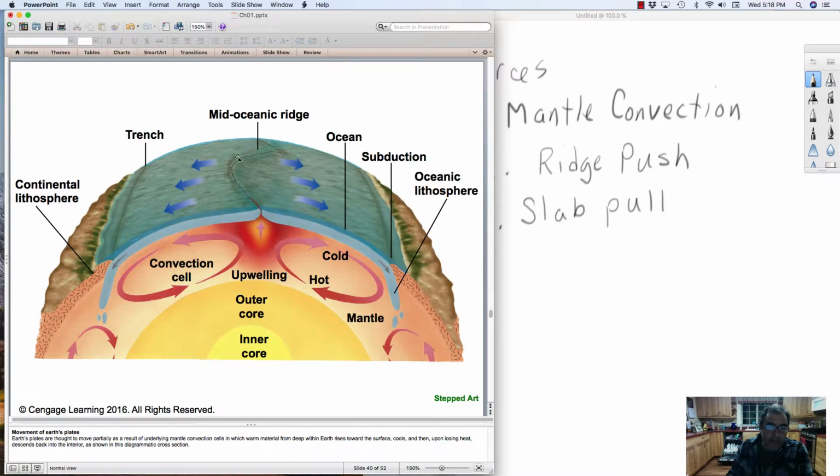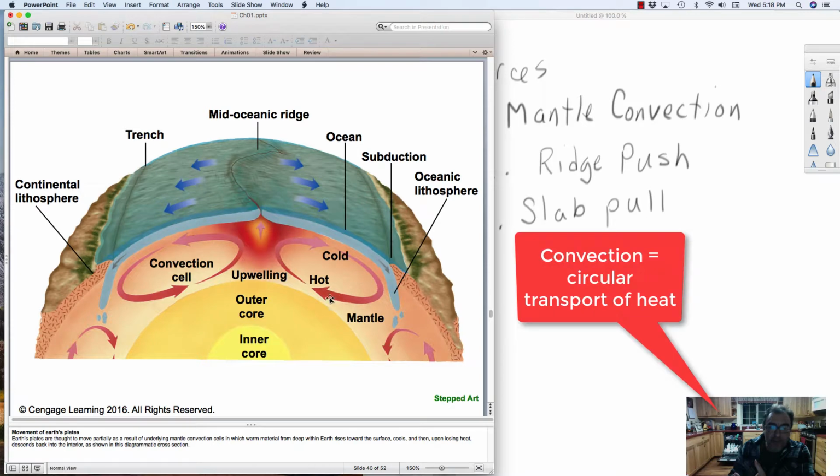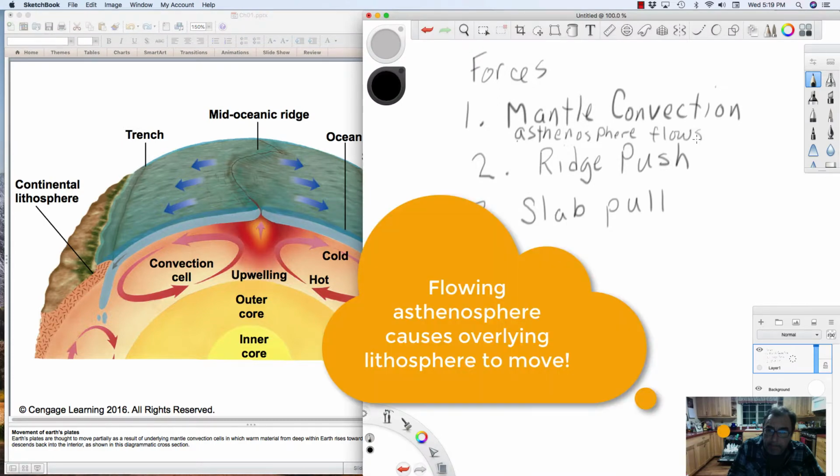So if we look at this cross section of Earth, we'll see this upwelling mantle. Think of a lava lamp. The light bulb heats up the wax, it gets less dense, and it rises, right? So warm wax, hot magma rising, and then that wax will cool and sink back down to be reheated again. So you get this convection cycle, which is a circular transport of heat, right? Moving in circles. So the fact that you're circulating here is going to cause that asthenosphere to flow. So that asthenosphere flowing causes the tectonic plates above it, the lithosphere, to move.